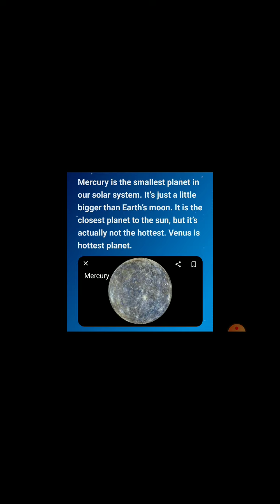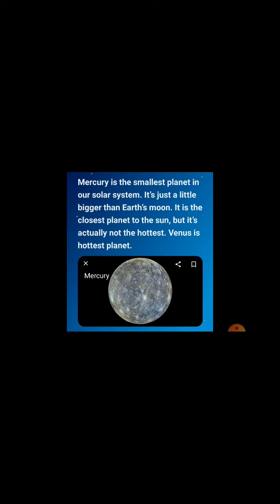Here you are looking at the picture of Mercury. Mercury is the smallest planet in our solar system. If we look at the solar system, Mercury is the smallest planet. It's just a little bigger than Earth's moon.